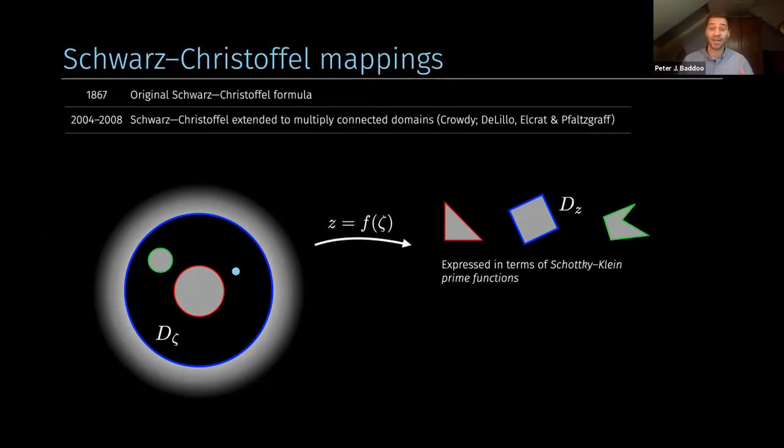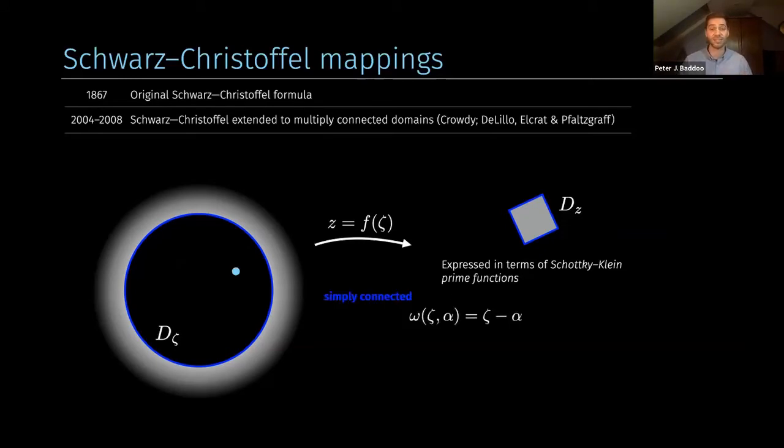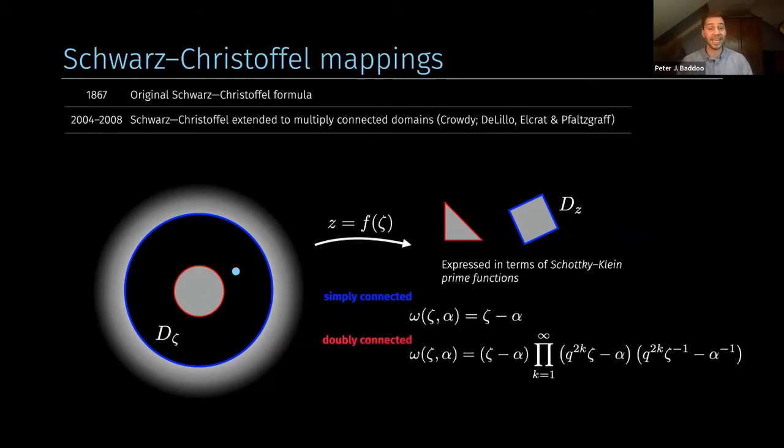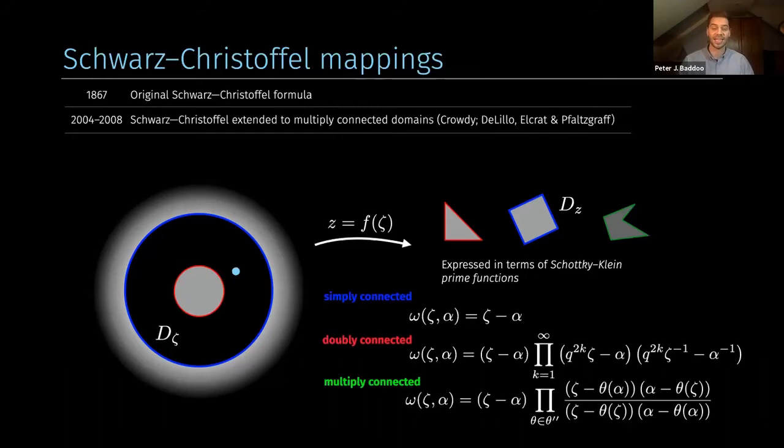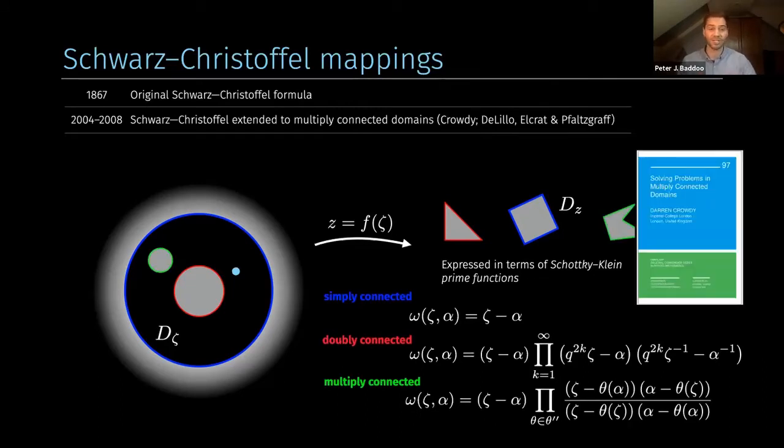phrased it in terms of some special functions called Schottky-Klein prime functions. And I'm not going to go into all the details, of course, but the headline is that every circular domain has an associated prime function. So for example, in the simply connected case for the unit disk, the prime function, which is a bivariate function, is just the difference between its two arguments. In the doubly connected case, here taken to be the annulus, the prime function is this more complicated product, and then there's also a multiply connected version as well when we have more circles cut out.